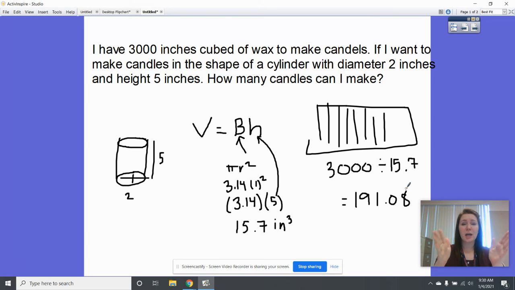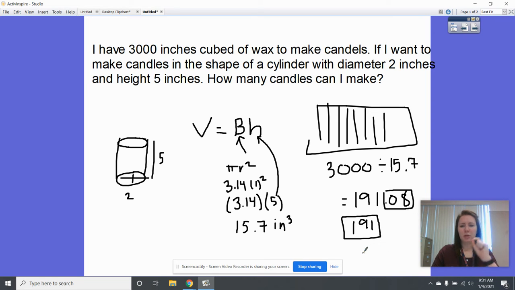Now, whenever we have decimals, we're going to have to round, because we're talking about how many candles I can make. I'm not making a portion of a candle. It's just how many whole candles can I make. So in this case, it's really easy to tell. This would always round down to 191. I can make 191 whole candles.